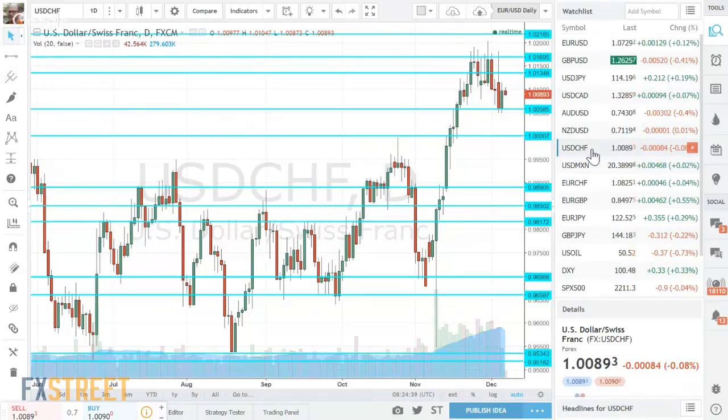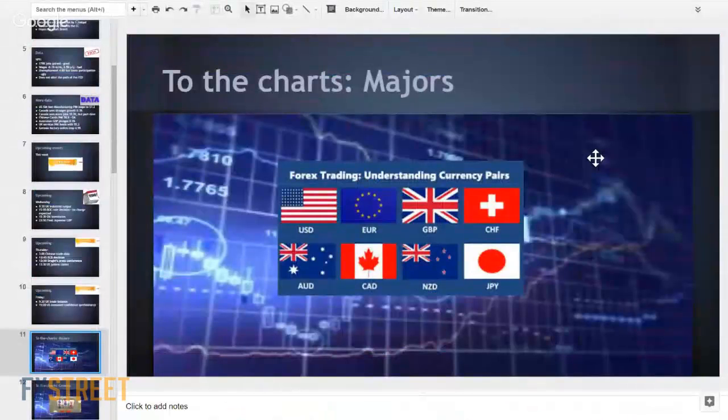Anyway, currently above parity, I would mention 100.60 to 101.70 as the current range. But remember, the Swiss National Bank intervenes here quite a lot. Okay, so that concludes our major pairs.